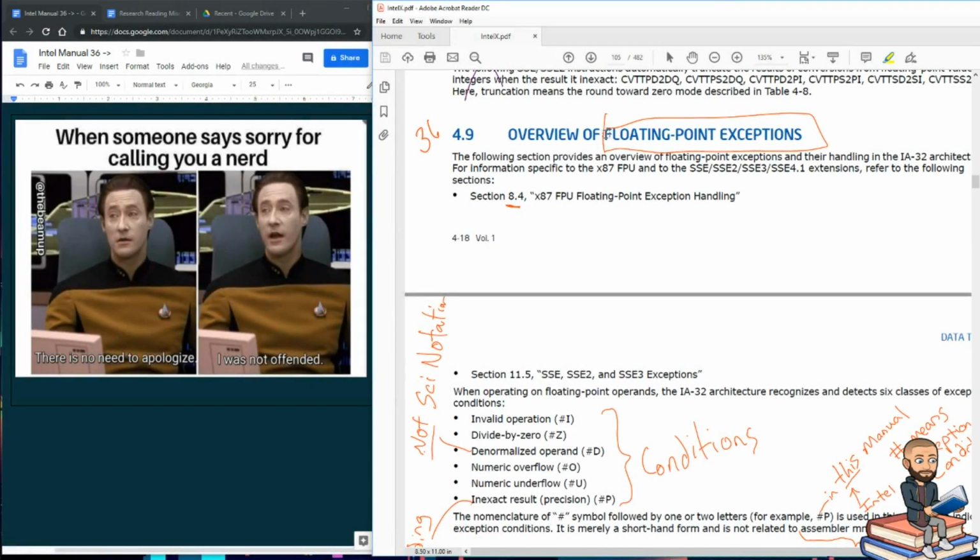The objective today is to describe what the Intel manual says about floating point exceptions.